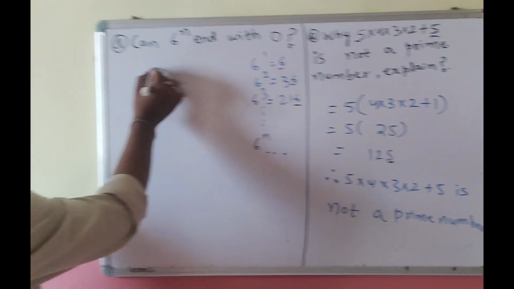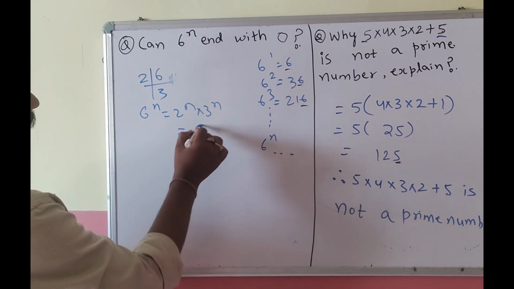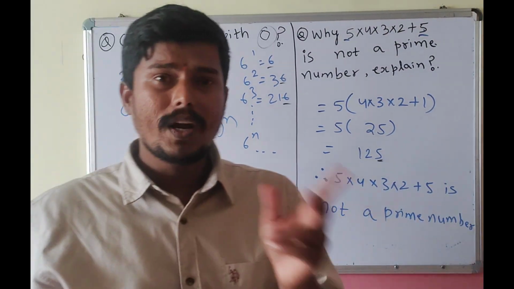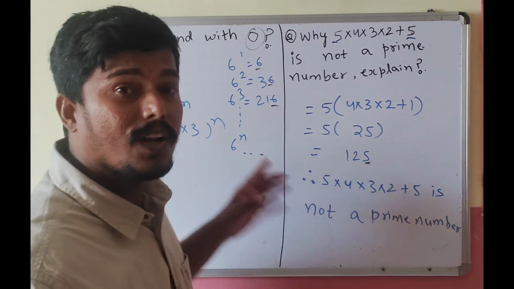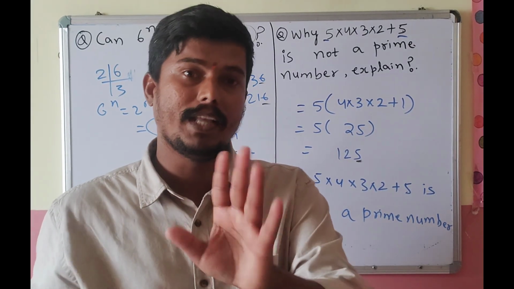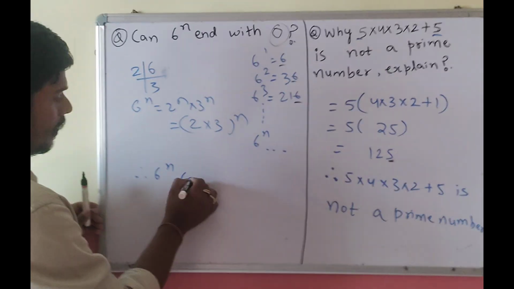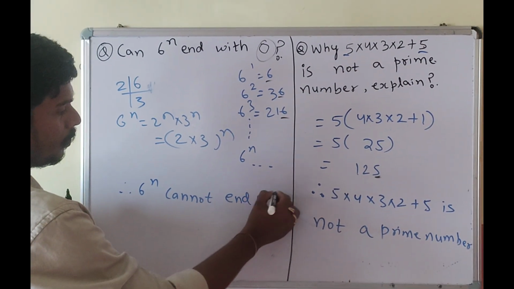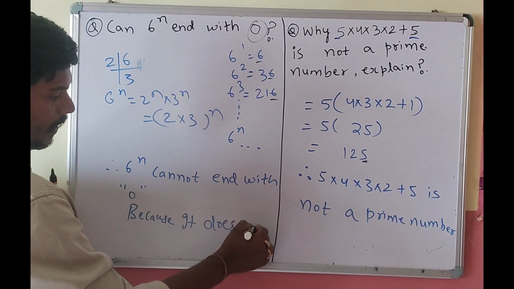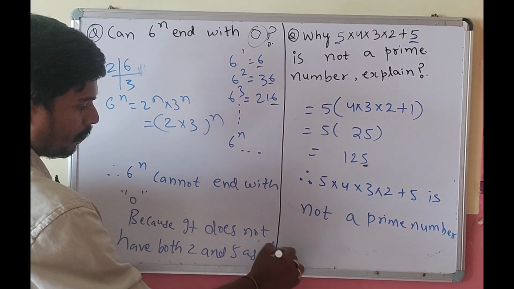So what does the prime factorization of 6 say? Using the fundamental theorem of arithmetic, 6 is 2 times 3. So 6 power n is nothing but 2 power n into 3 power n, or you can also write (2 into 3) power n. I told you, in order to end with 0, it should have both 2 and 5 as factors. But it has 2 and 3. Is 5 there? Not there. So it should have 2 and 5. Other numbers, leave them out; whether other numbers are there or not is secondary. But if 2 and 5 are there, it will end with unit digit 0. So therefore 6 power n cannot end with 0 because it does not have both 2 and 5 as factors.